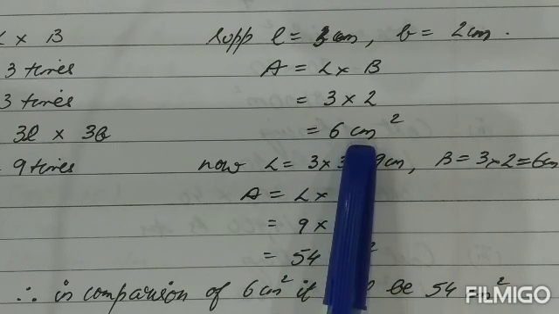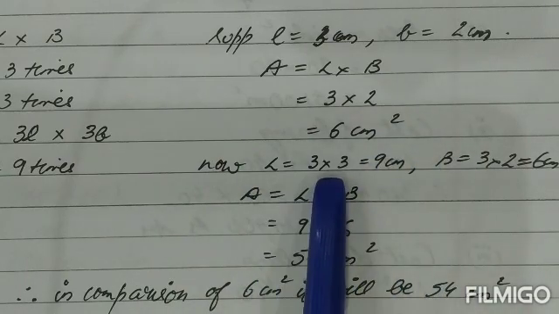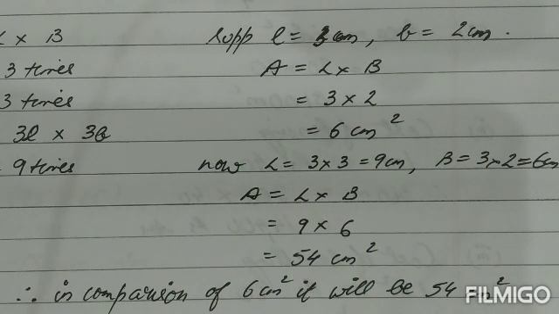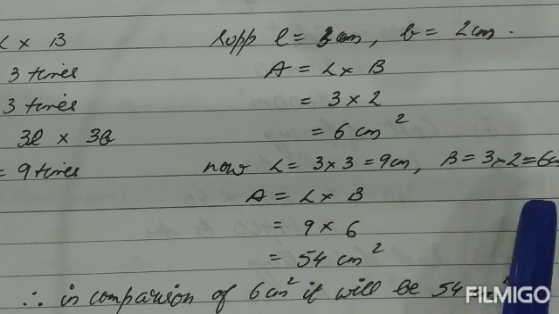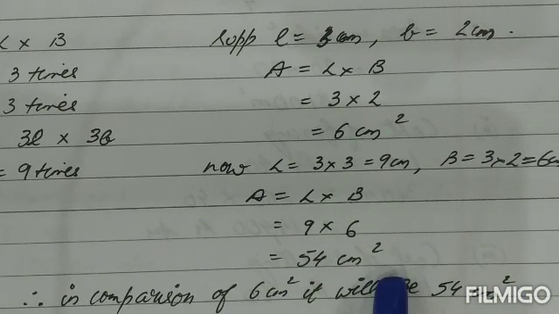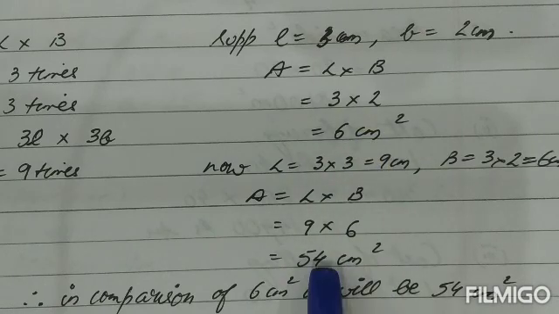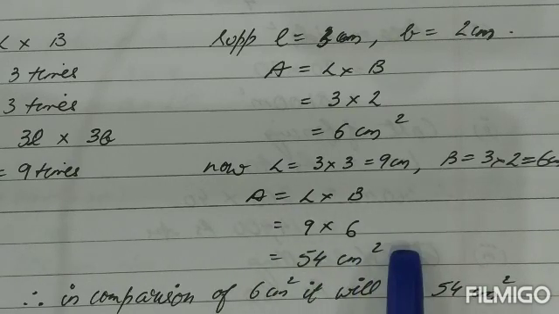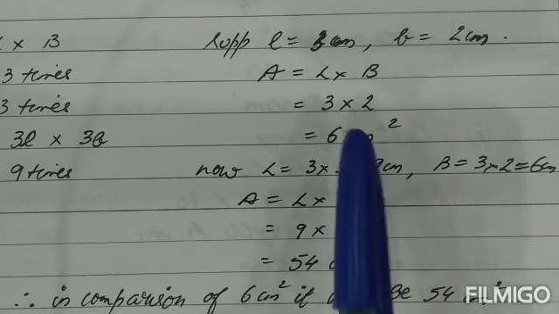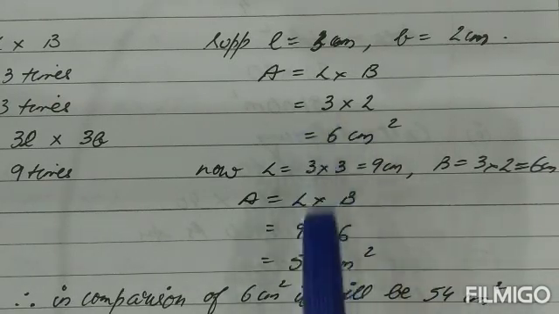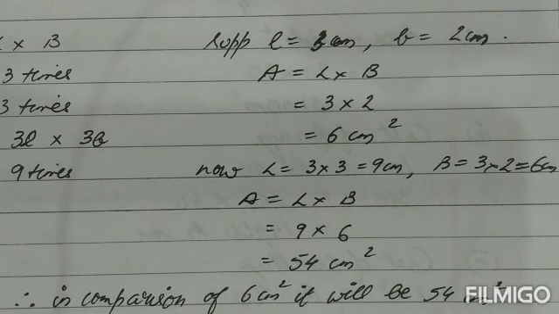Now if I triple them, that means 3 times. So my length will become 3 into 3, that is 9 centimeter, and my breadth will become 3 into 2, that is 6 centimeters. Now when I multiply 9 and 6, children, I get the answer as 54. Now if you compare 6 and 54 with each other, children, 6 9s are 54. That means how many times has it been increased? In comparison to 6 centimeter square, it is 54 centimeter square. That means it has been increased by 9 times. And you can see the comparison of the values. So this is the 10th question and this is the last question for this particular video.